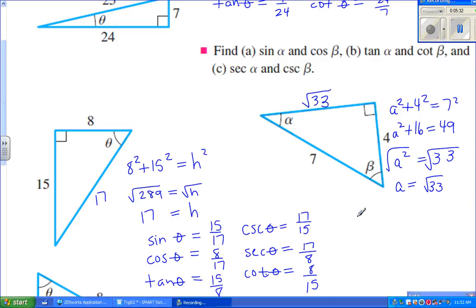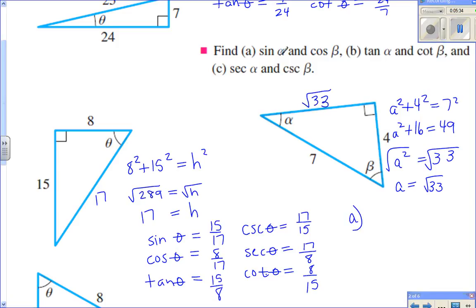Okay, so on the first one, they want sine of alpha, which we know is opposite over hypotenuse. So sine of alpha is 4 over 7. And then cosine of beta, which we know is adjacent over hypotenuse. So now this is the adjacent, that's the hypotenuse. So that also gives us 4 over 7.